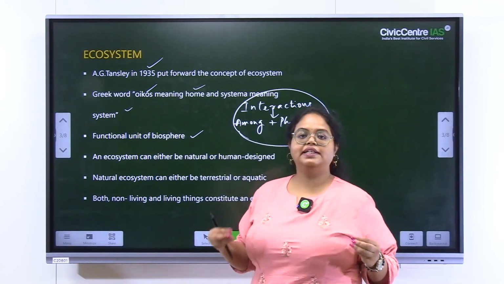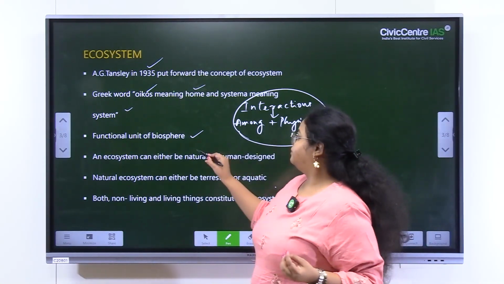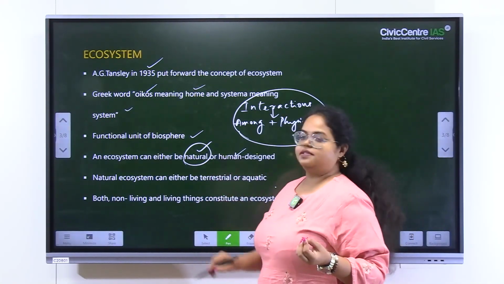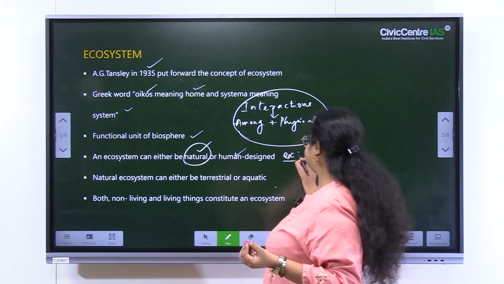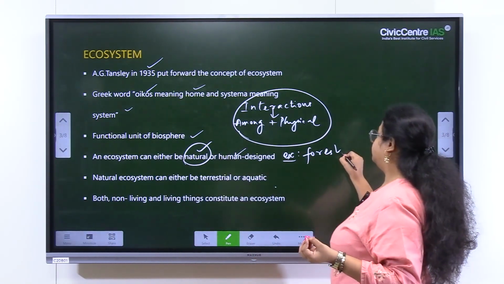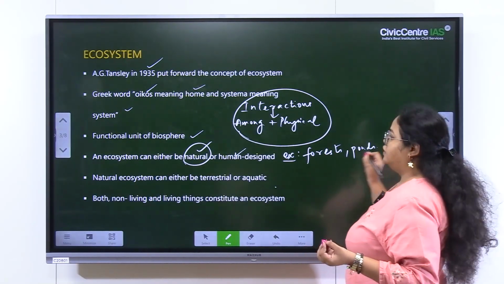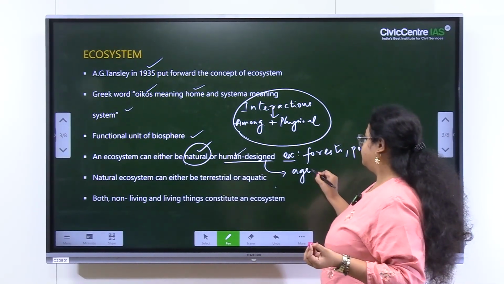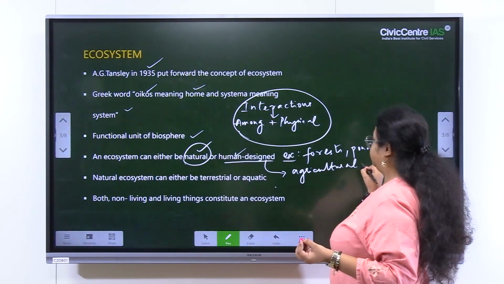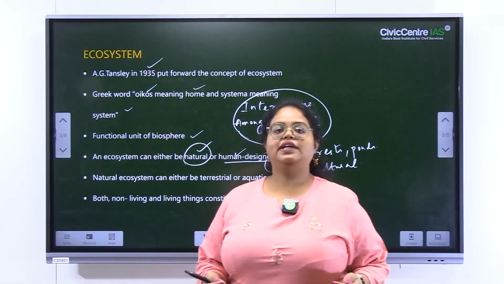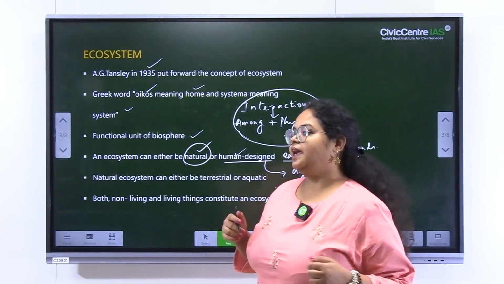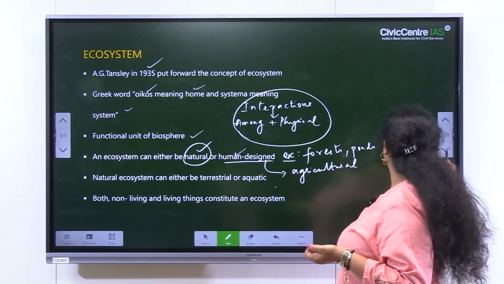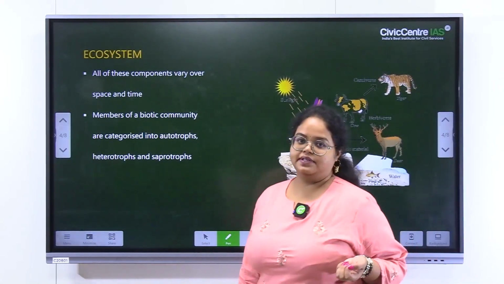So we need to know what are the types of ecosystems. Ecosystems are both natural and human designed or man-made. Examples of natural ecosystems are forests, ponds, etc. And human designed ecosystems are agricultural crops or aquariums. So now we'll look at the different components of ecosystem. Ecosystem consists of both living and non-living components, also known as biotic and abiotic components.